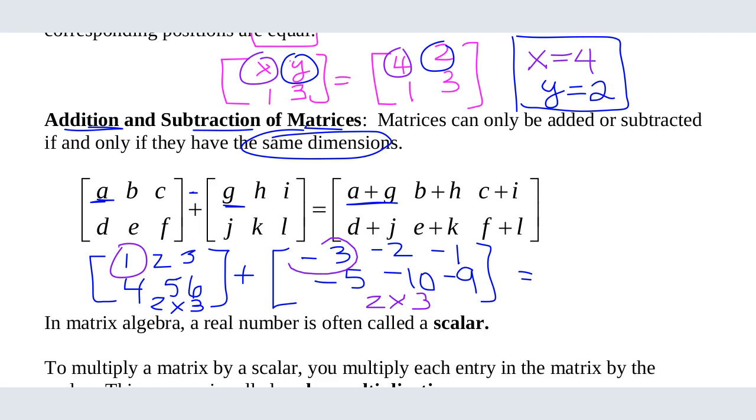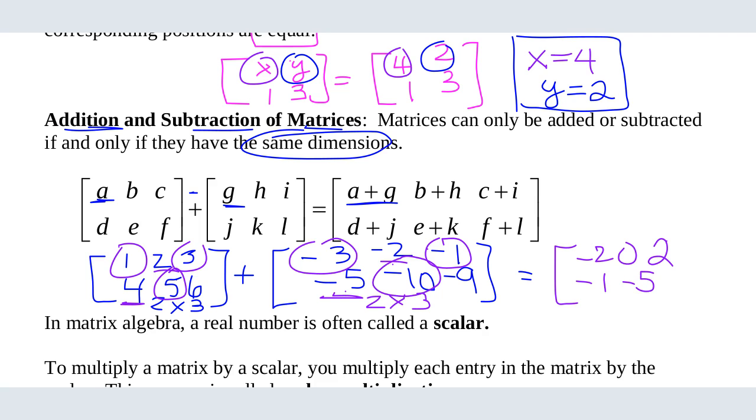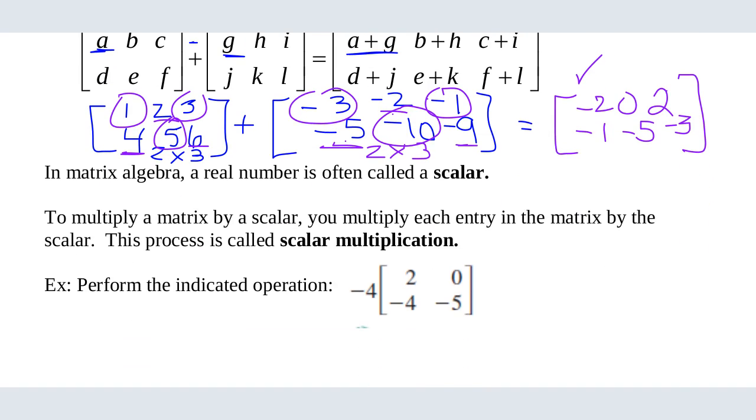So 1 plus -3 is -2. 2 plus -2 is 0. 3 plus -1 is 2. 4 plus -5 is -1. 5 plus -10 is -5. 6 minus 9 is -3. Remember, you can only add if they have the same dimensions, same way with subtracting.